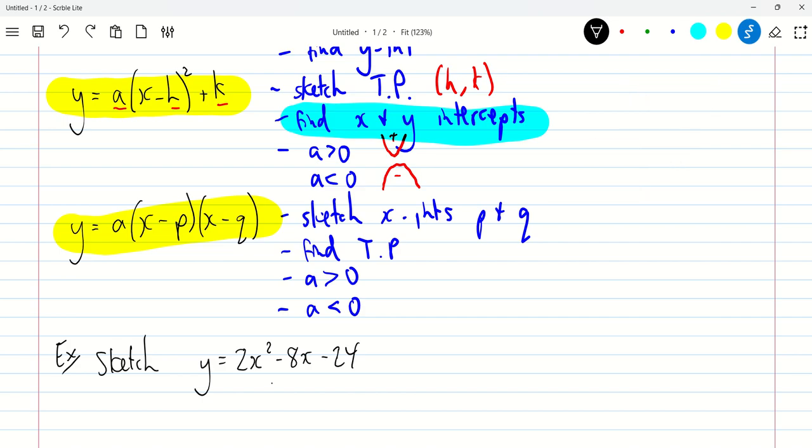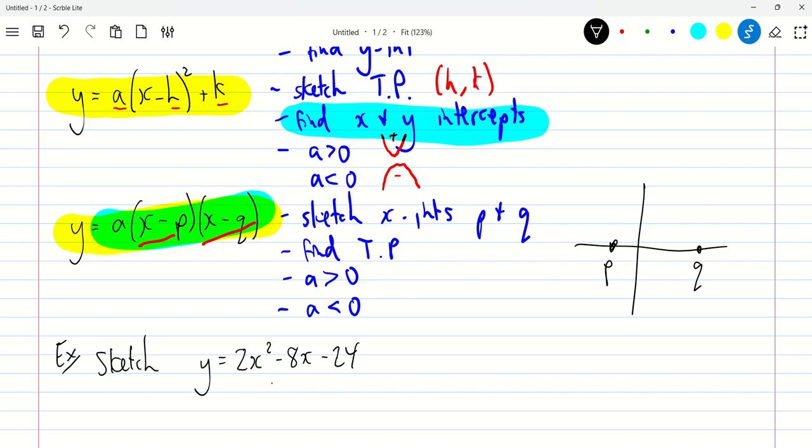If you've got it in factorized form, like we have there, just remember that you can solve where that is equal to 0. It will be equal to 0 when that factor is equal to 0 or when that factor is equal to 0. In other words, the x-intercepts will be at the points p and q. So if you've got your graph, one of the x-intercepts will be p, and the other one will be q. That's where the graph is going to go through.